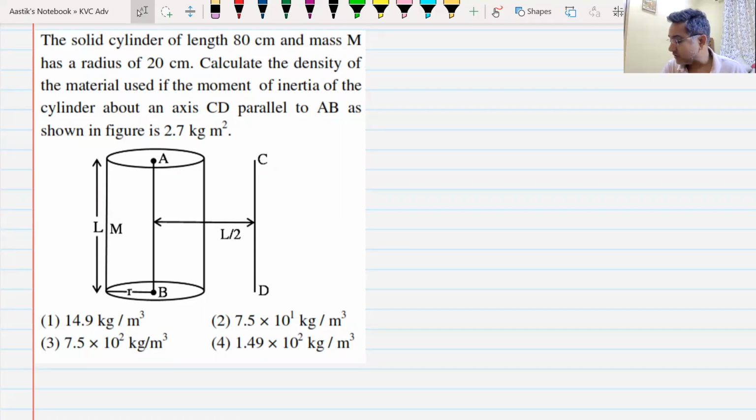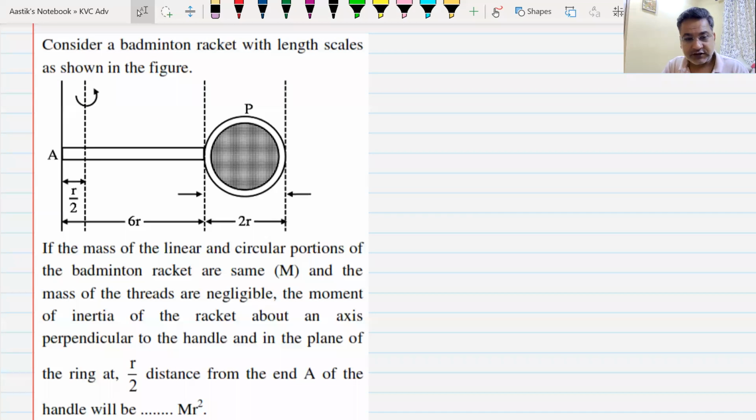See, all these are oral questions. Do we get this? Yes or no? Yes, sir. See, moment of inertia of a badminton racket, you cannot find it out. This is JEE. Find it out or not? Yes, sir. We can find it.